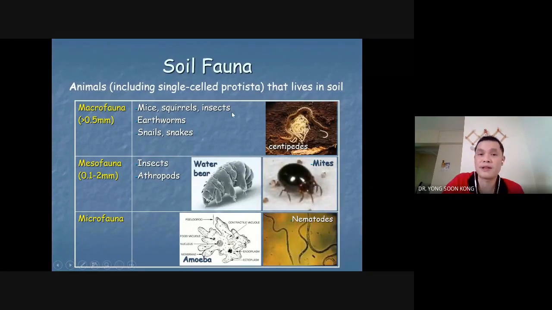Now, insects are very, very normal. Wherever you go inside the soil, you will see ants. Ants belong to the insect family. But let's not forget, these are the large ones, yeah? More than 0.5 mm. Snails and snakes, yeah. Snakes, just now I said I don't see too much of red cloud. Okay, so definitely snakes live inside the soil. That is for sure, yeah?